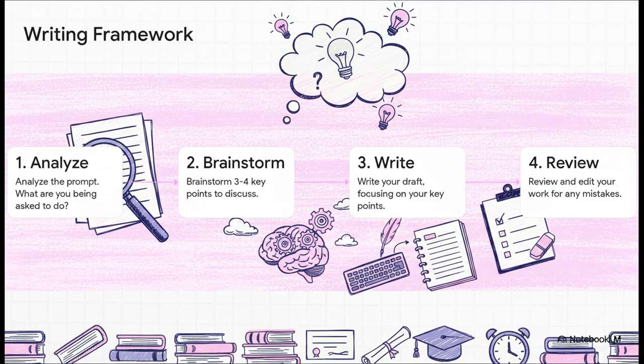Step 2, brainstorm. Just quickly jot down 3 or 4 key points. Step 3, write. Get that first draft down on paper. And step 4, and this is the one everybody skips, review and edit. Read it over, fix the little mistakes. This simple framework puts you back in control.